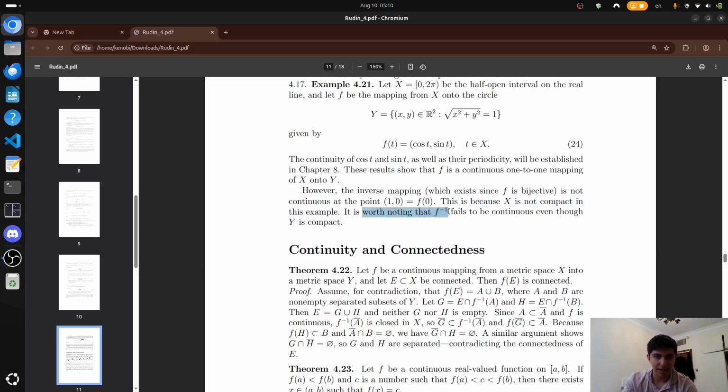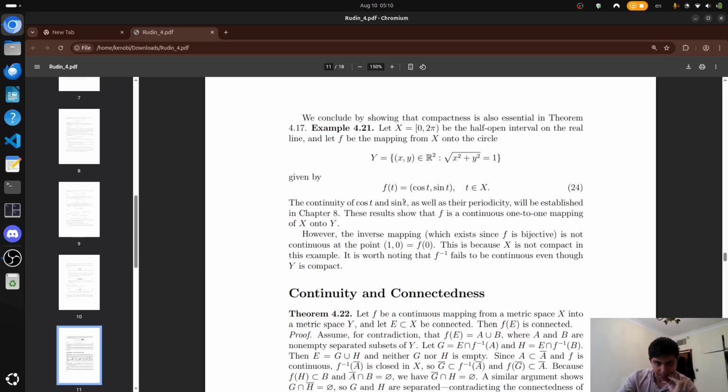It is worth noting that f inverse fails to be continuous even though Y is compact. It's interesting. Y is compact, so that means f inverse has a compact domain, but X is not compact, and it's not continuous. Why? Let me explain why.